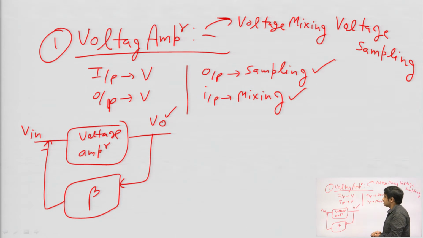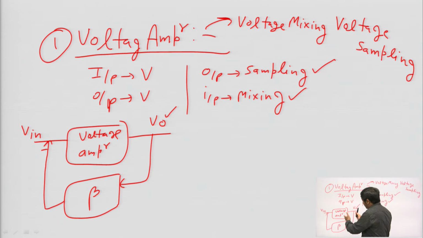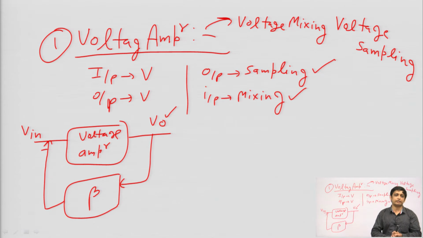Another term is there for the voltage amplifier, that is based on the connection, whether it is series connection or shunt connection, parallel connection. Now, see that in this voltage amplifier with feedback, what should be the type of the connection, series or shunt at the input, series or shunt at the output. How we decide it? We can understand it, just focus on it.